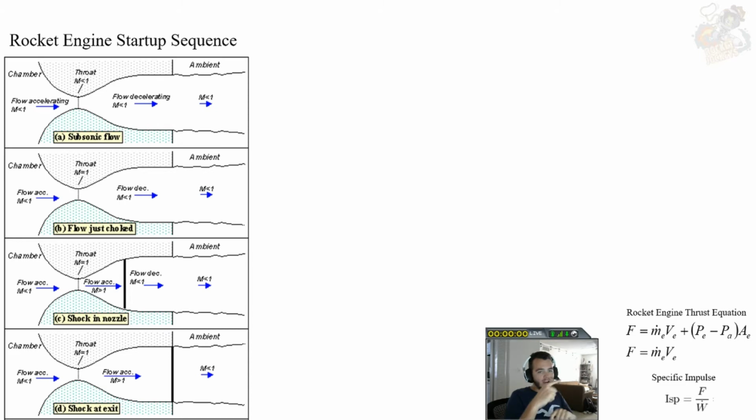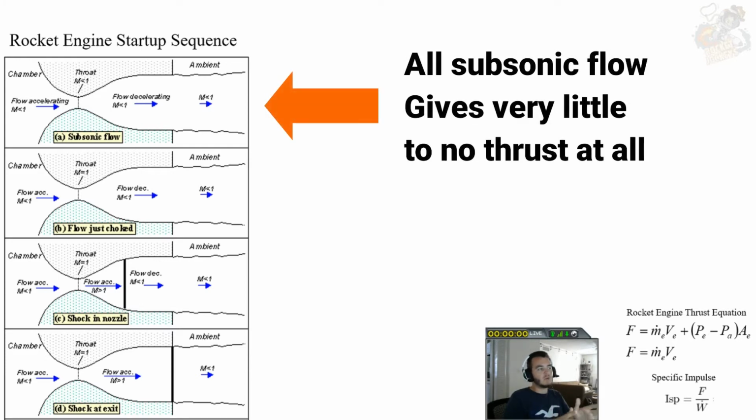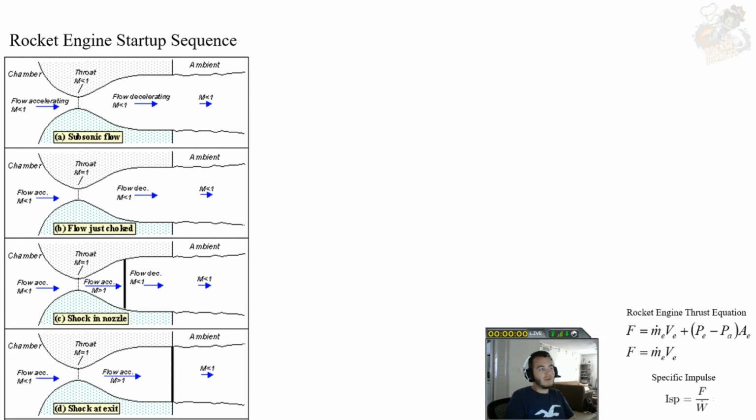You see here on that picture, this is a typical rocket engine startup sequence. Picture A at the top is showing you that as soon as propellant starts getting combusted in the combustion chamber, you don't have a choked flow at your rocket engine nozzle. So when you have a slow moving gas coming out of your nozzle, you're not producing a lot of thrust at all.